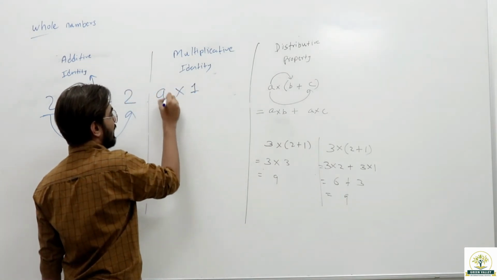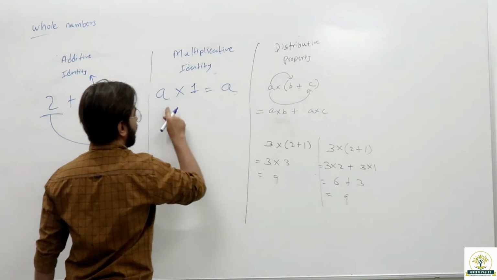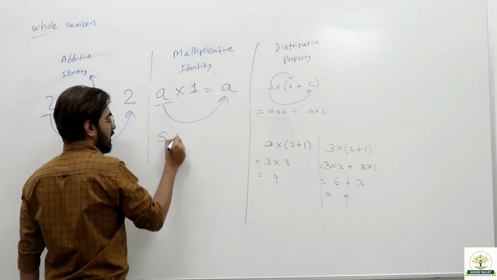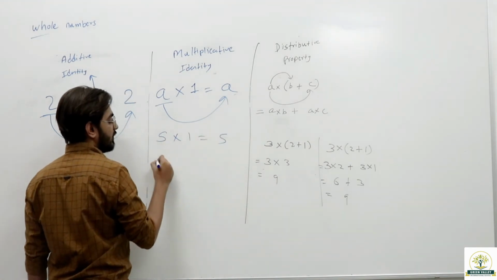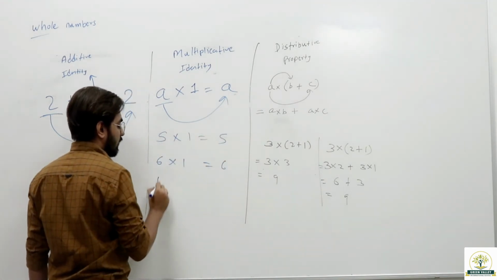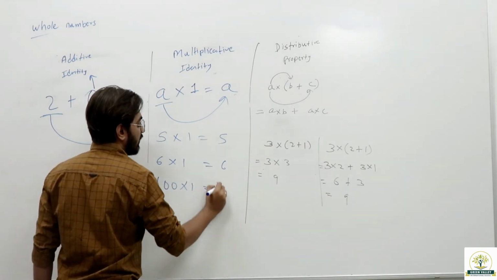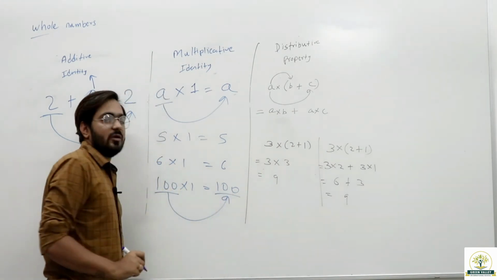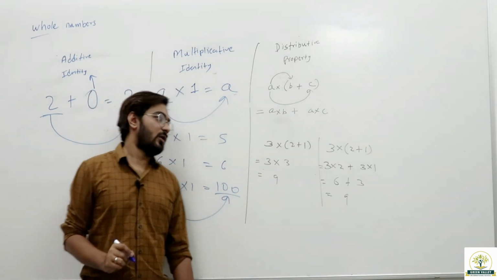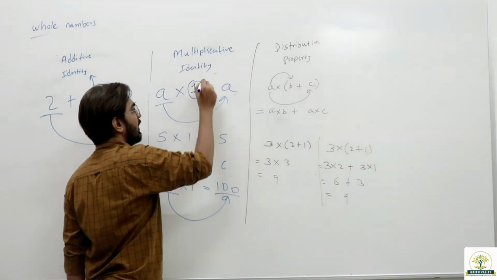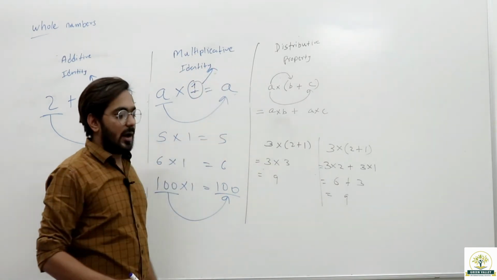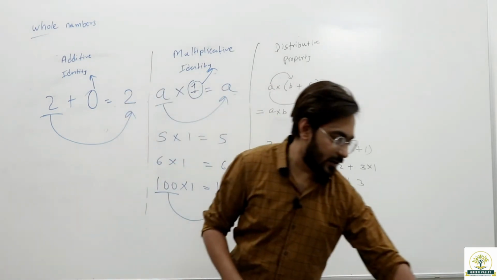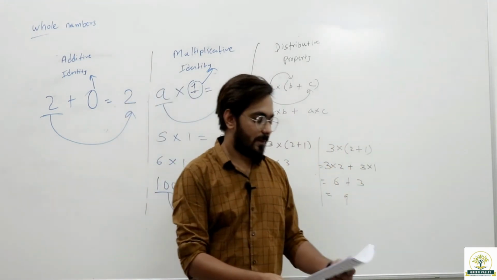On multiplying any number with 1, the value of that given number will still remain the same. 5 ones are 5, 6 ones are 6. If you do 100 ones, the answer will be 100. So the number does not lose its original value on multiplication with the multiplicative identity. So 1 is the multiplicative identity. So you understood additive identity, you understood multiplicative identity. Let us go further now.